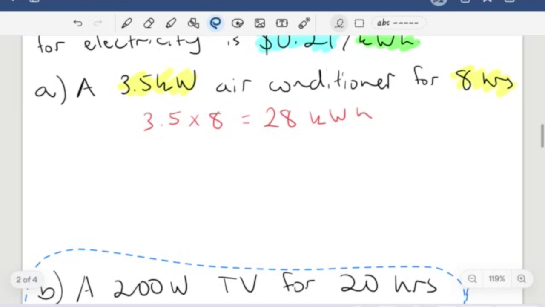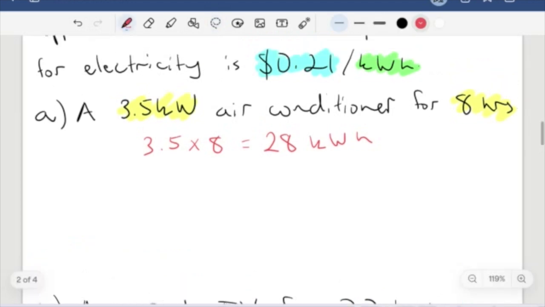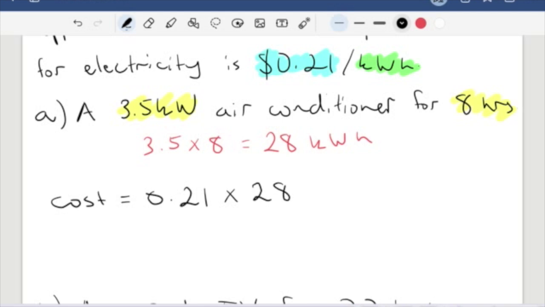So now that I've done that, I now have a cost per 1 kilowatt hour, which is $0.21. Now, to find the cost, I'm going to just multiply this, because for every 1 kilowatt hour, I'm paying 0.21. So for 28 kilowatt hours, I can multiply that there. Once I multiply these through, it gives me a cost in dollars of $5.88.